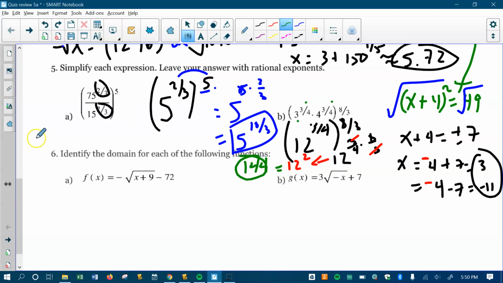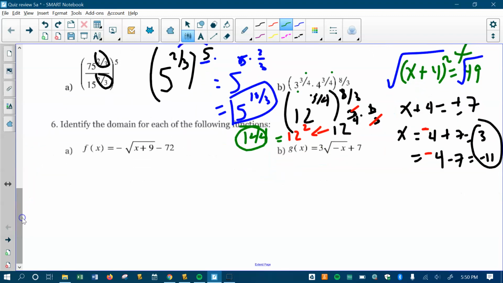And that's it. For number 6, to do the domain of the following functions, I could do that 2 ways. I'm going to look at a graph and see what's going on here. So let me open up my graphing calculator. Graph A and B and see what's going on.